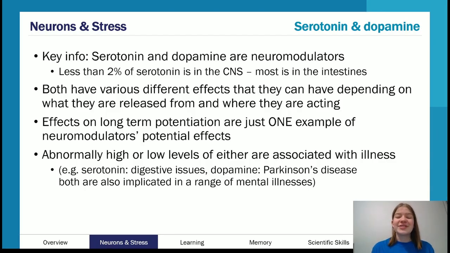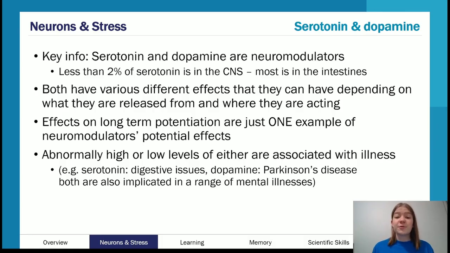So our key information: serotonin and dopamine are both neuromodulators. Most of serotonin is not in the central nervous system. Most of it's not in the brain. A very high amount is in the intestines. So when we look at things like the gut-brain axis, we can link that in as well.